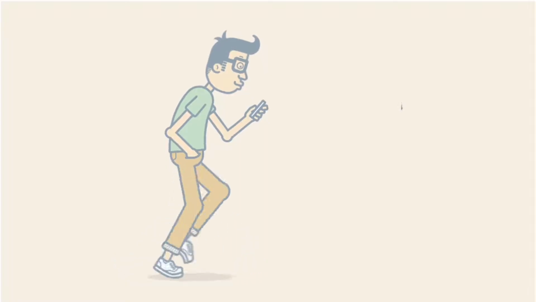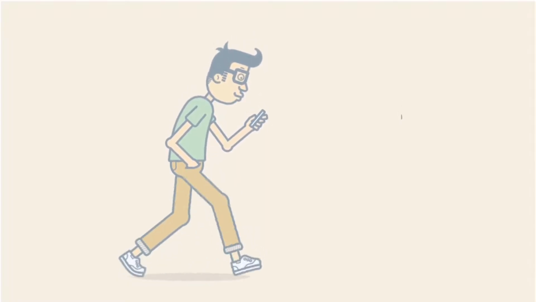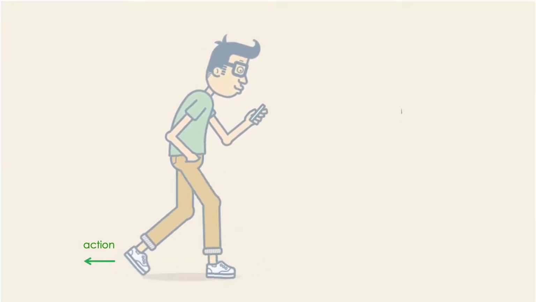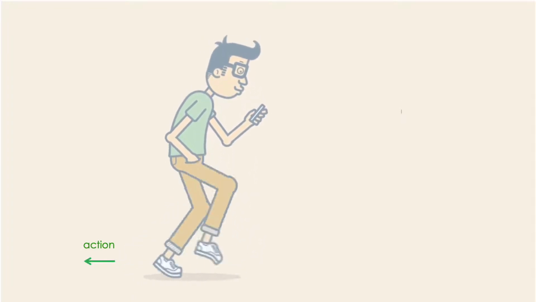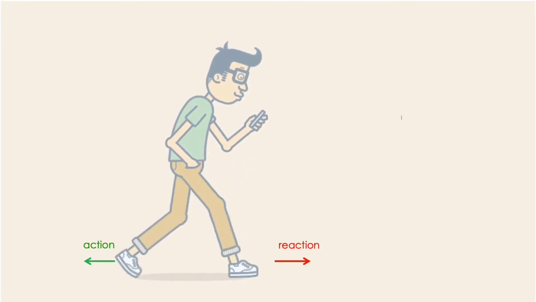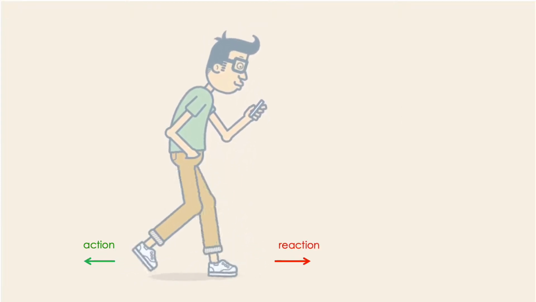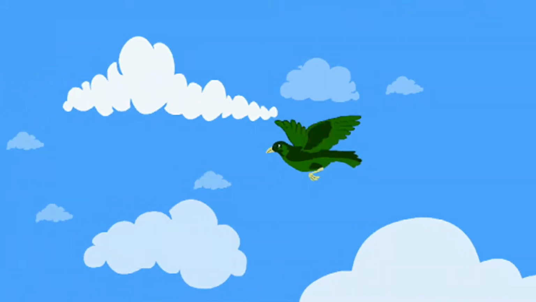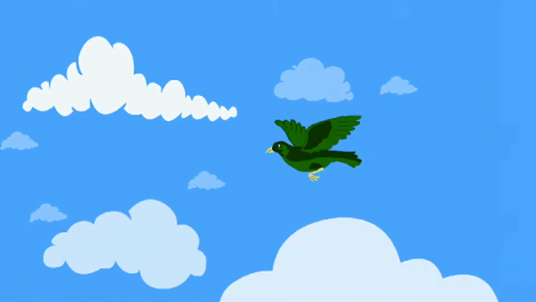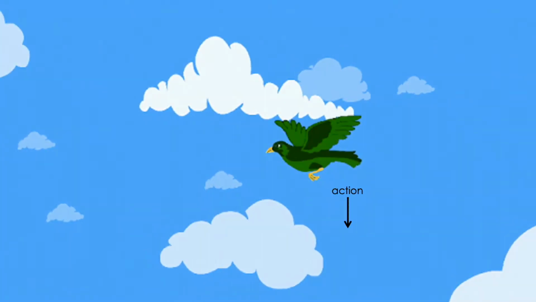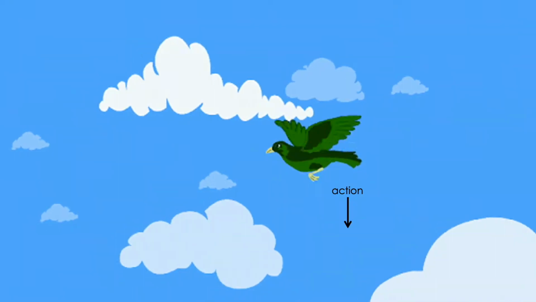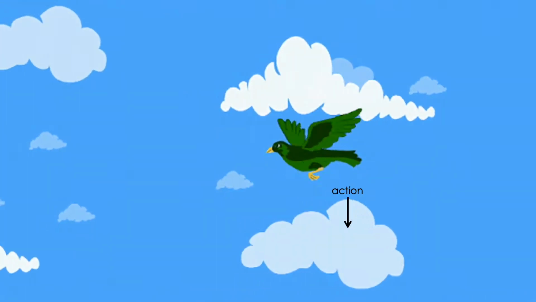While walking, a man pushes the ground backwards. This is the action force. The ground pushes the man forward with an equal force. This is the reaction force. While flying, a bird pushes the air downwards and backwards. This is the action force. The air pushes the bird upwards and forward with an equal force. This is the reaction force.